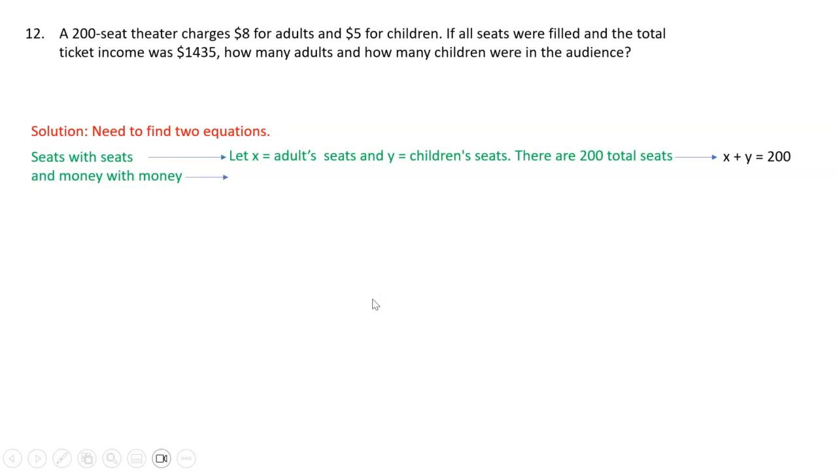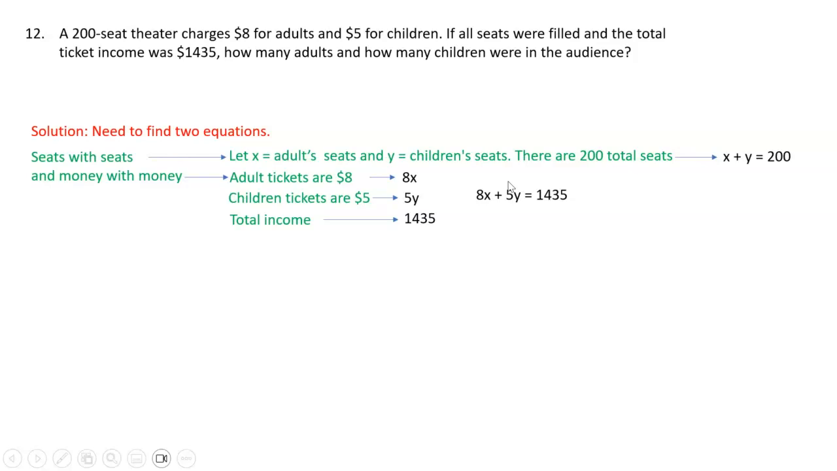For the second equation, it says here it's $8 for adults. Since X represents adults, this is equivalent to 8X. And the children's tickets are $5, and since Y represents children's seats, that gives us 5Y. The total income is $1,435. So my second equation is 8X plus 5Y equals 1,435. So I have both equations.